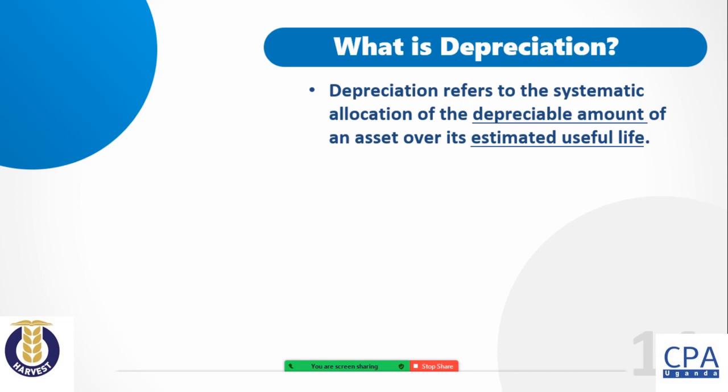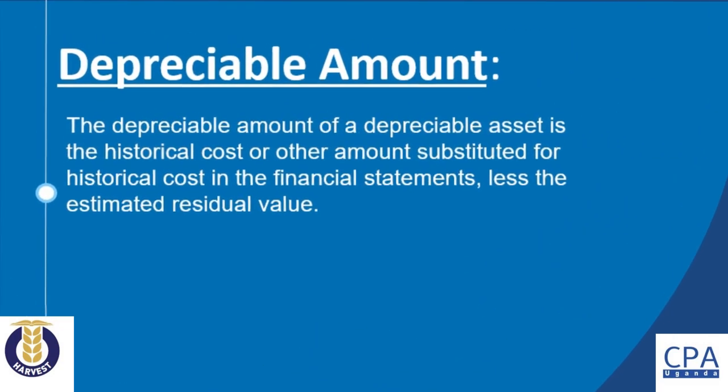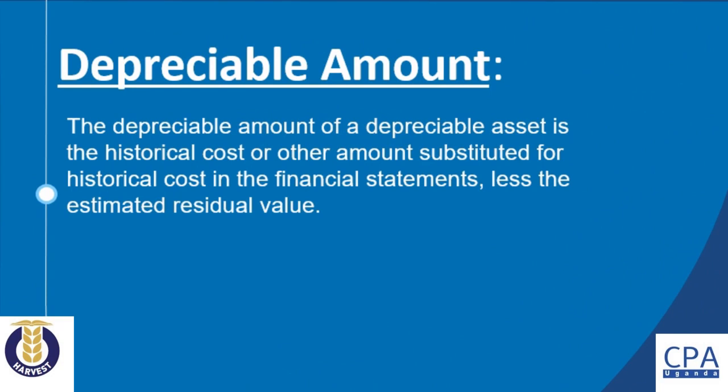We believe as accountants that as you use the asset, it keeps on losing value. But before we look at the depreciation methods, we shall first of all understand the meaning of the depreciable amount. How do I arrive at the depreciable amount? Now, the depreciable amount of a depreciable asset is the historical cost or other amount substituted for the historical cost in the financial statements less the estimated residual value. So this is the formula.